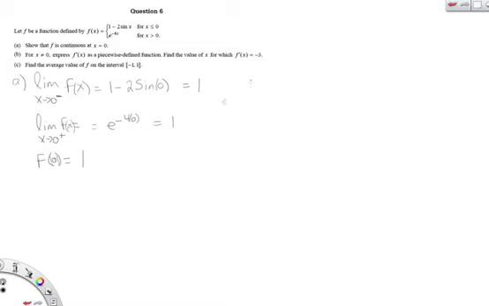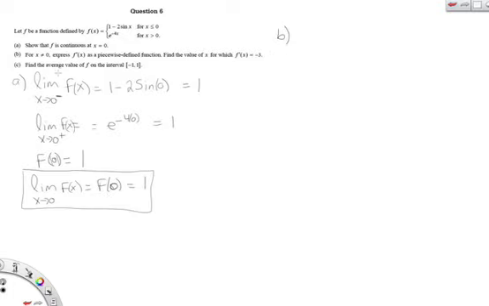Basically, I think we have. I'm going to say one more thing. I'm going to say the limit as x approaches 0 of the function equals the value of the function equals 1. So the limit equals the output.